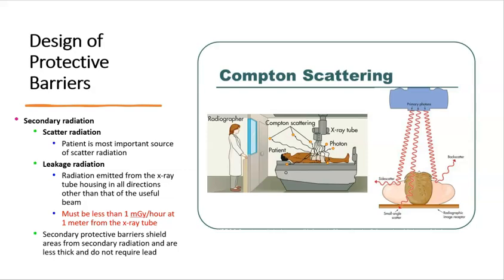So the radiation coming out of the tube must be less than 1 milligray per hour at 1 meter from the x-ray tube. So don't stand next to a portable machine when you take an x-ray, standing by the tube head, because it's telling you that there are photons coming out of that and exposing you. Secondary protective barrier shields areas from secondary radiation, are less thick, and do not require lead.